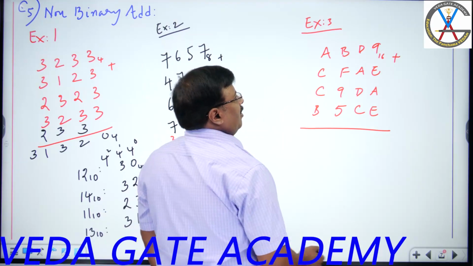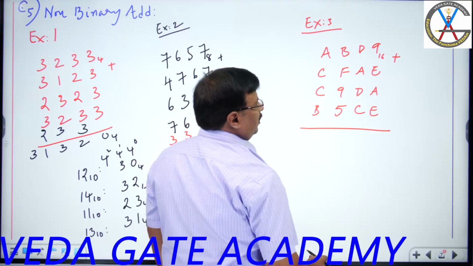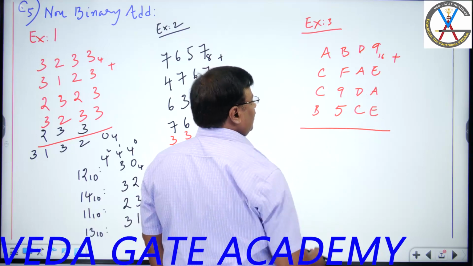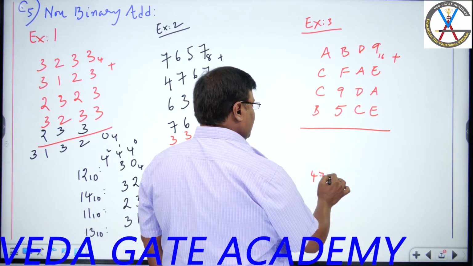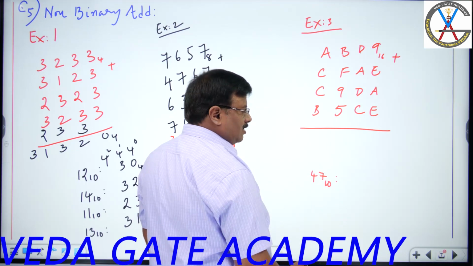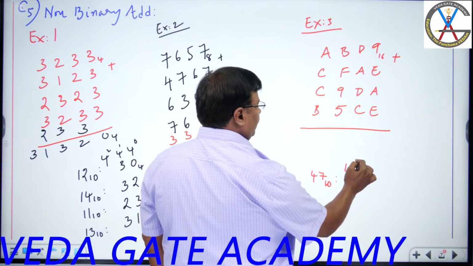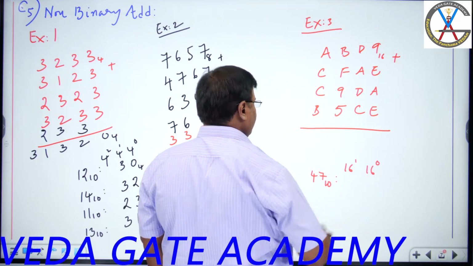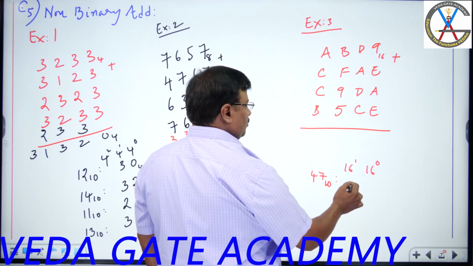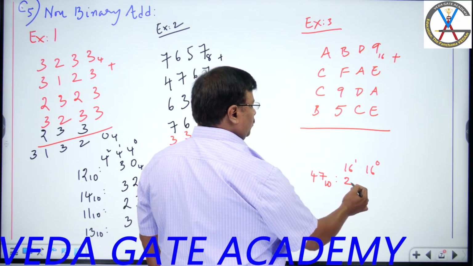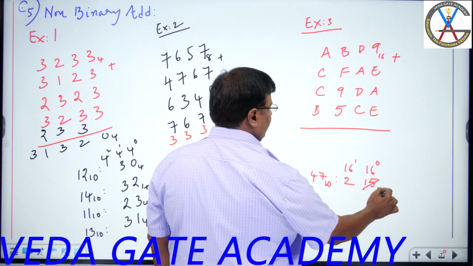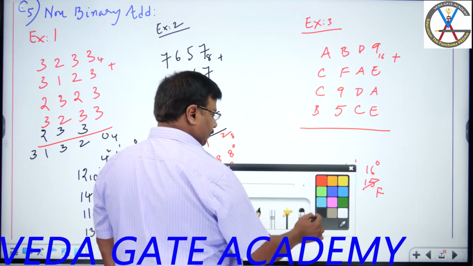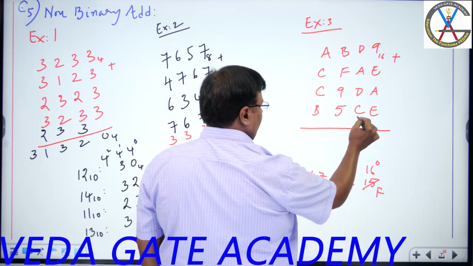9 plus E, 14 plus 9, 23, 10, 33 and 14, 47. 47 is the decimal number, in the form of base 16. 16 power 1, 16 power 0. So, 2 into 16, 32, plus 15 remainder. 15 is F, right? It is 2F.